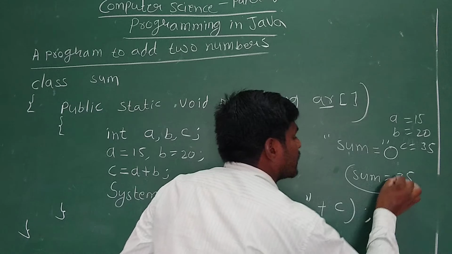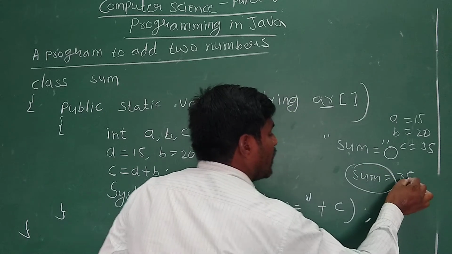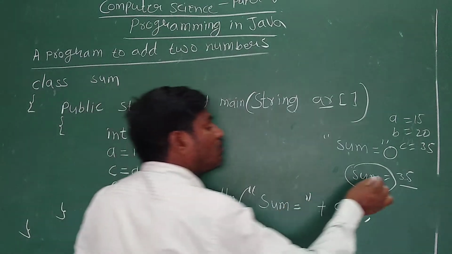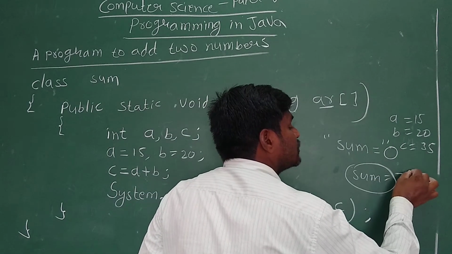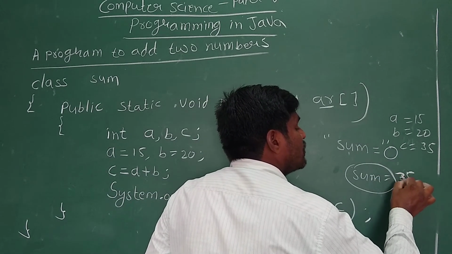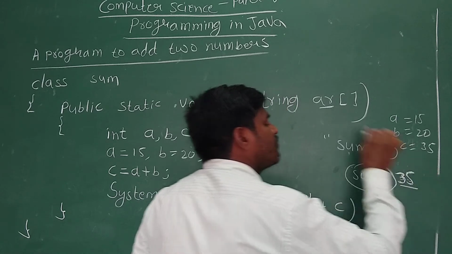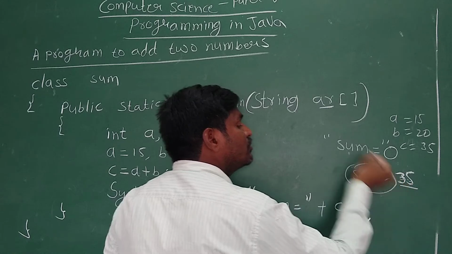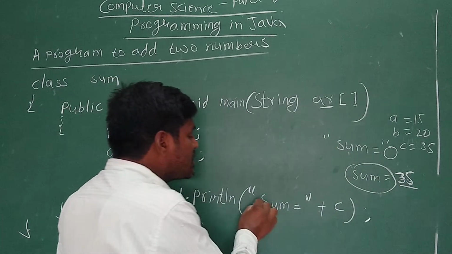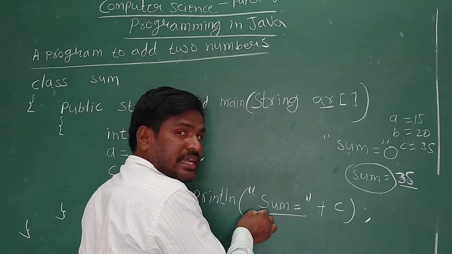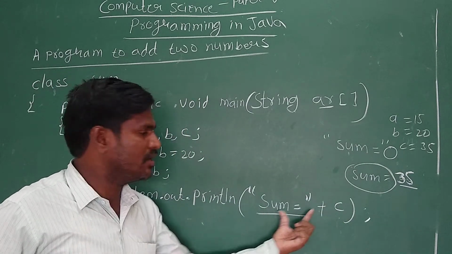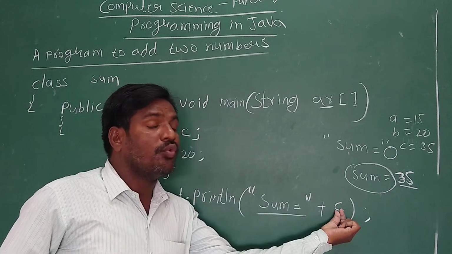We know this part, but we don't know that this value is stored in the variable C. That means we have to convert this 35 also into string format and join it into this string. "Sum equal to" is one string here, and C is the integer variable. This is one string, and this is a C integer. Now what happened?